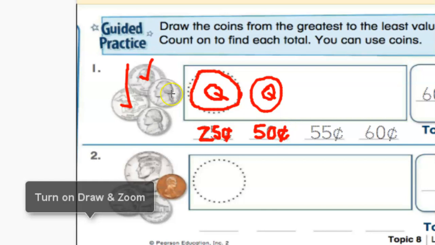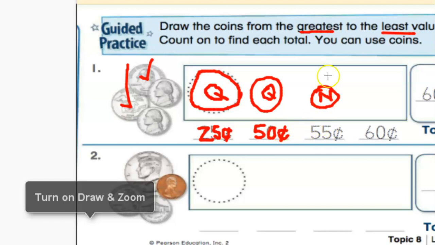All right, next I have a nickel. They're both nickels. So I know that those are worth less than the quarters, so I will draw them next. So it says greatest to least. Make sure you pay attention to that because sometimes it'll say least to greatest. So I'm doing greatest to least. 25 is worth more than 5, so I'm going to do my nickels next. So nickel, I'm going to draw just a little bit smaller, and then I'm going to put an N in it.